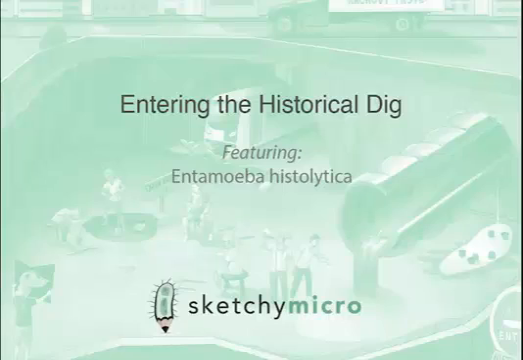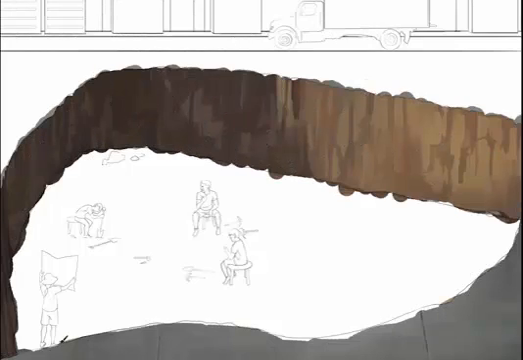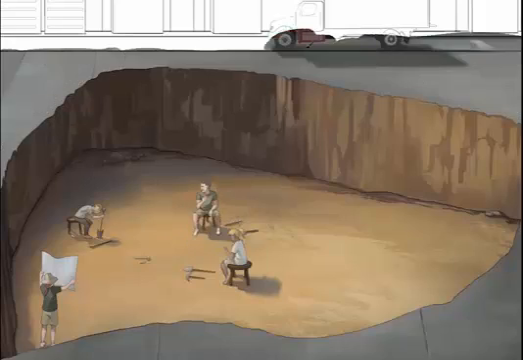Okay, so Entamoeba histolytica, the parasite that causes amoebiasis, and is one of the many causes of bloody diarrhea. Histolytica probably makes you think of history or historical. And in this case, our scene will take place at a historical excavation site. So let's just get right to it.